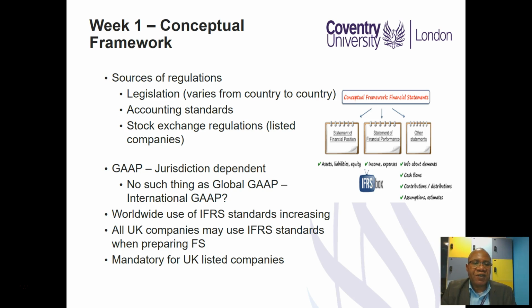3 sources were identified. First is legislation. Of course, this varies from country to country. Every country has their own set of legislations. The second set of regulations is accounting standards. In the UK, we have the ASB, Accounting Standards Board. In the US, FASB, Financial Accounting Standards Board. And of course, we have the International Accounting Standards, which is IASB. Then the third source of regulation is the Stock Exchange Regulations, and this applies only to listed companies.